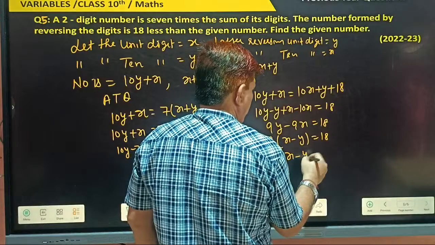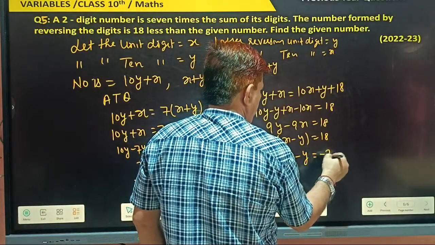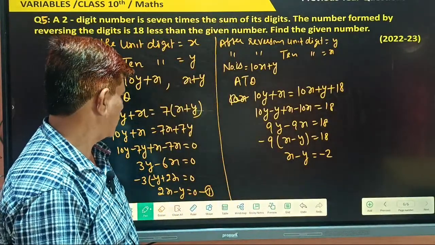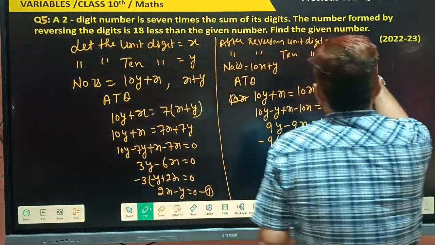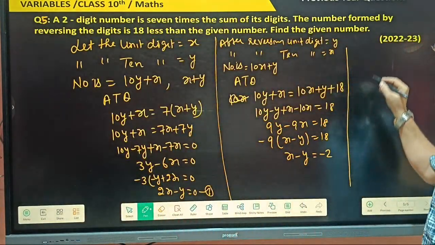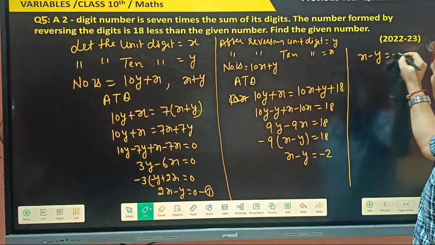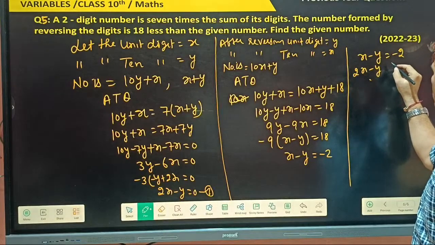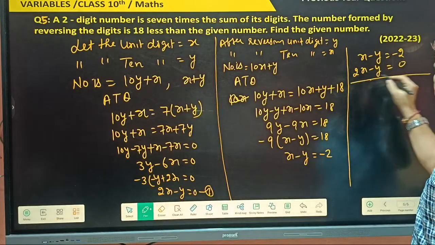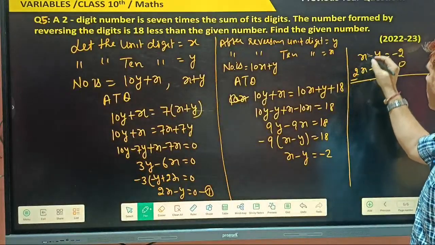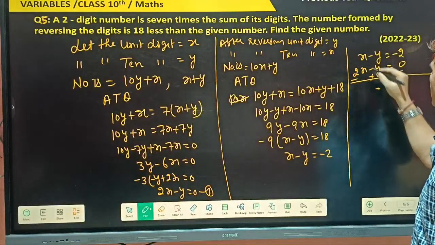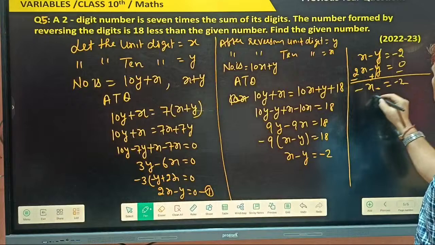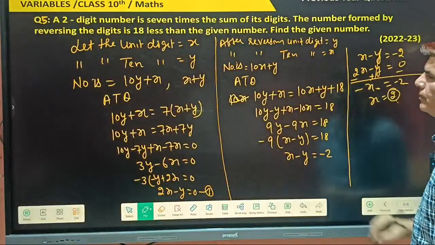So x minus y is equal to what? Minus 2. Taking the minus 9 to this side, 18 divided by minus 9, minus 2 comes. So these are the two equations. Again, you can apply any method. So x minus y equal to minus 2 and 2x minus y is equal to 0. Subtract this from this, minus plus minus. So minus x, this cancels, is equal to minus 2. So x is equal to 2.